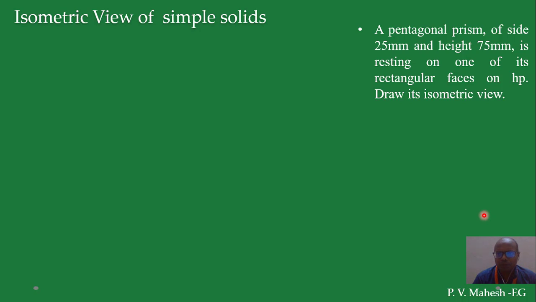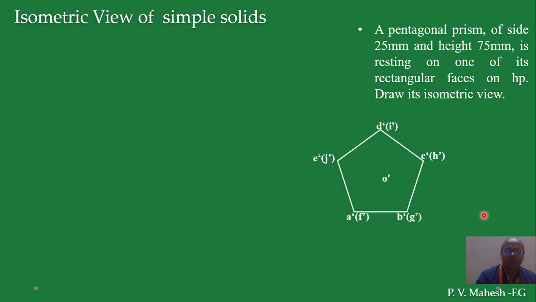A pentagonal prism of side 25 mm and height 75 mm is resting on one of its rectangular faces on HP. Draw its isometric view. So, this is the pentagon. This pentagon is the base of the prism. Okay. So, what we have to do, enclose this inside the box.